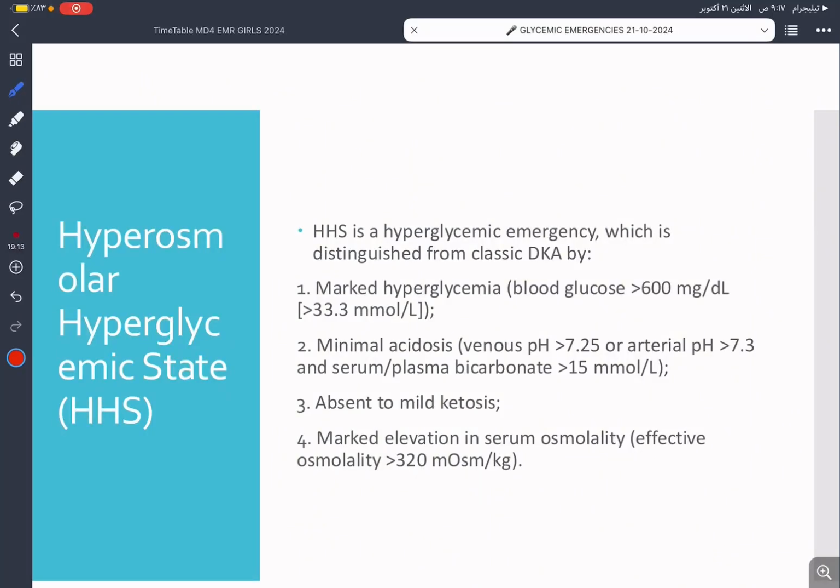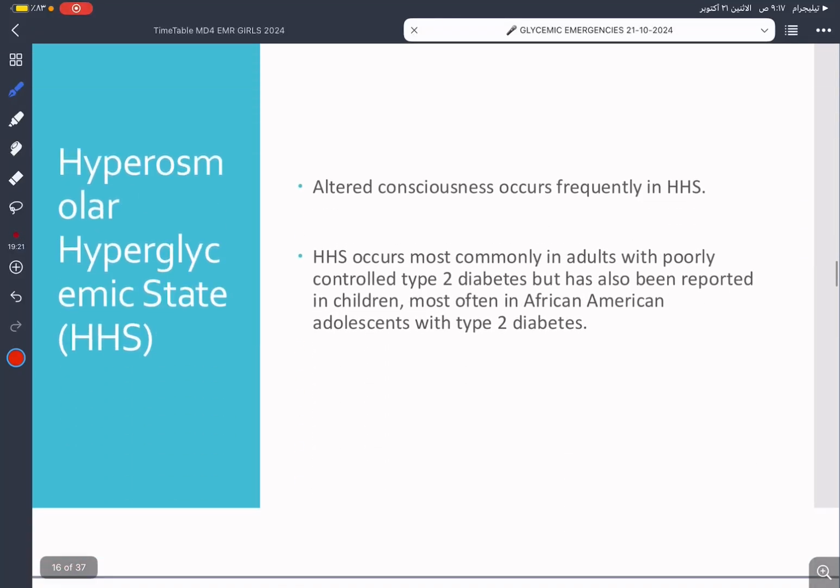And the most common presentation of HHS ايش راح يكون؟ Confusion. هذا أكثر level of consciousness. Elderly patient looks dehydrated with altered level of consciousness. Check the sugar, it's more than 600. Check the renal function. You will have acute kidney injury, meaning high urea, high creatinine, right? Very dark urine, with low urine output. This gives you a clue. This is HHS.